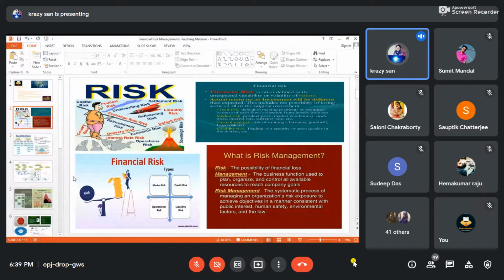in finance, risk is the probability of financial loss. And in business functions, when we know how to plan, organize, and control all the available resources to reach the company's goal, along with managing that risk in a very systematic way in order to remain safe sided, whether that might be public interest, human safety, environmental factors, or the market, all that comes with the concept of dealing with risk.